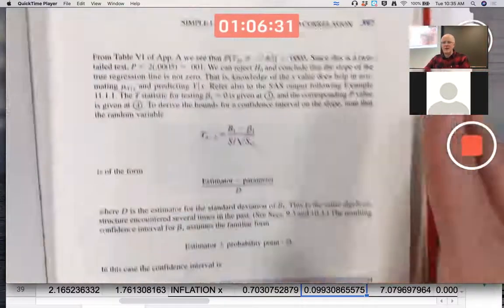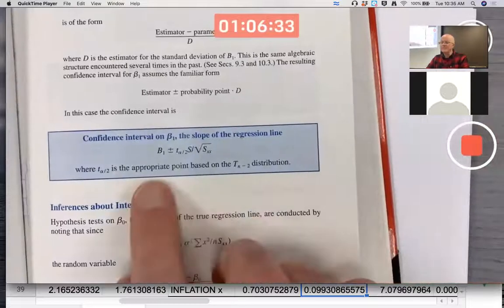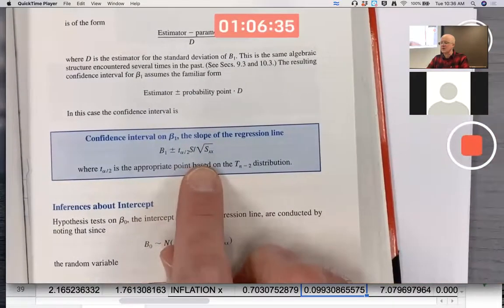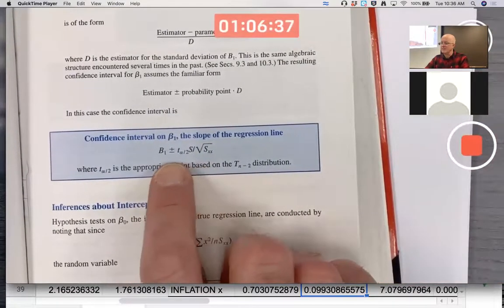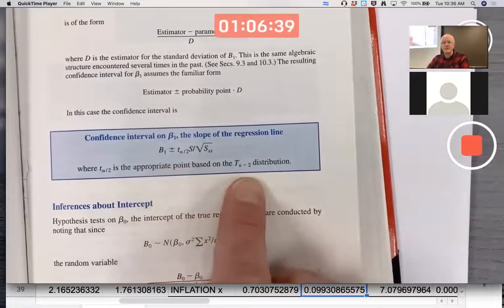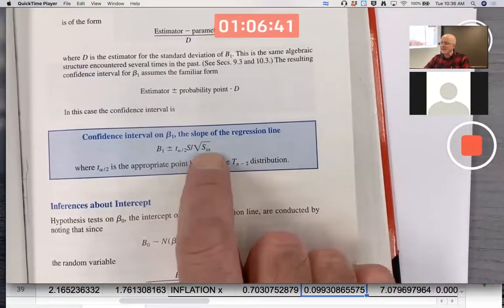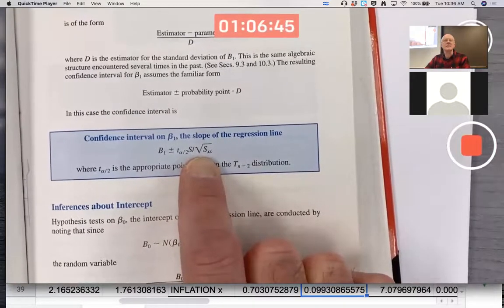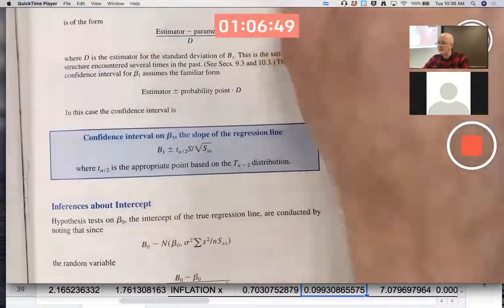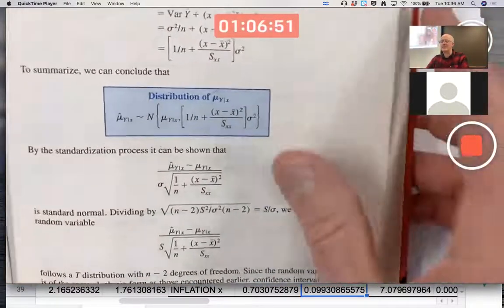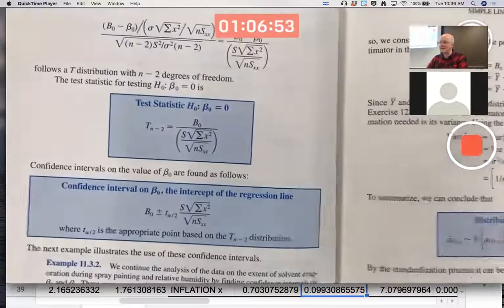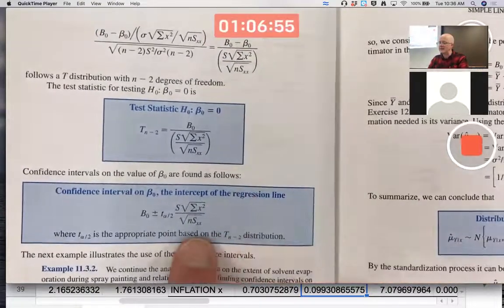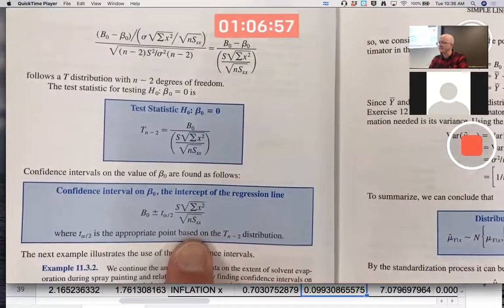You can also compute a confidence interval on B1. Similar kind of formula as before: t statistic with n minus 2 degrees of freedom times SEB1. You can do it for the slope too, or the intercept too. There's your t statistic to test whether the intercept is 0 or not. There's the confidence interval.